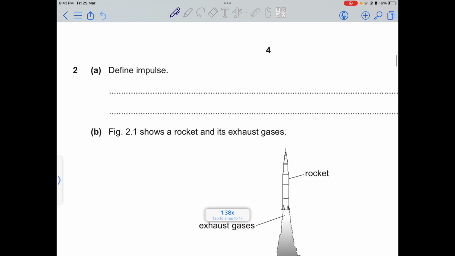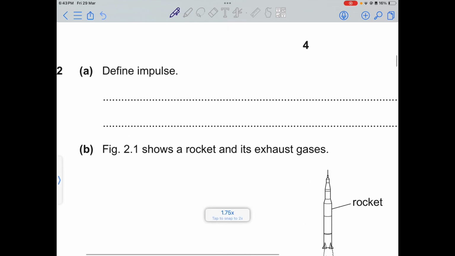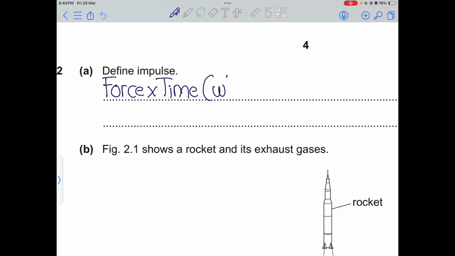Moving on, next question is define impulse. Define impulse is a simple thing. You can use the formula that is force times the time which it acts for.